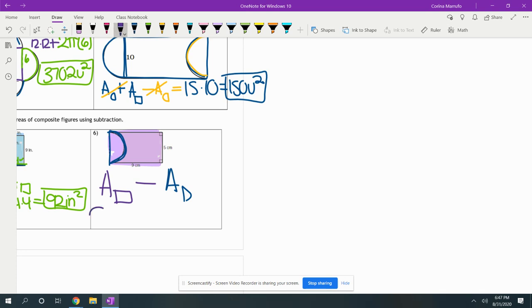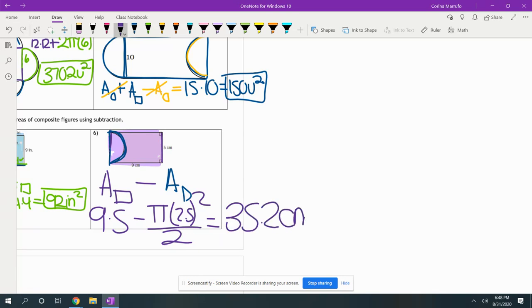So for the area of the rectangle, it's going to be 9 times 5. And when we subtract, we're going to subtract pi r squared divided by 2 because it's half a circle. Now, our radius is going to be, since from here to here is 5, then it's only going to be half of it, which is 2.5. So we go ahead and put that in our calculators exactly the way we see it. So let me go ahead and punch that in real quick. And that gives us 35.2. And this one we also have units. They tell us it is centimeters squared.